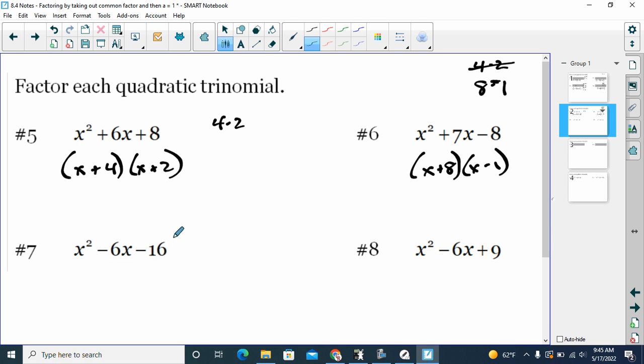Number 7, numbers that multiply to 16. We could go 8 times 2. Multiplies to negative, so one positive, one negative. Need to add up to -6, so the bigger number should be the negative one. X minus 8 and x plus 2.